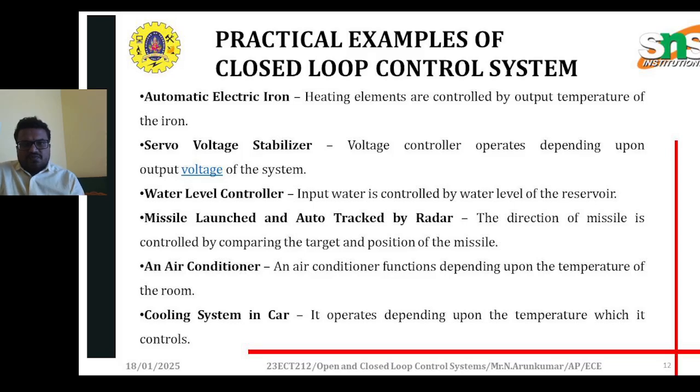The examples of a closed loop system are automatic electric iron, servo voltage stabilizer, water level controller, air conditioner, and the cooling system in a car. It is a default one because with a cooling system we have a large number of operations or options in the car, so that we can control the system by using functions in the car.